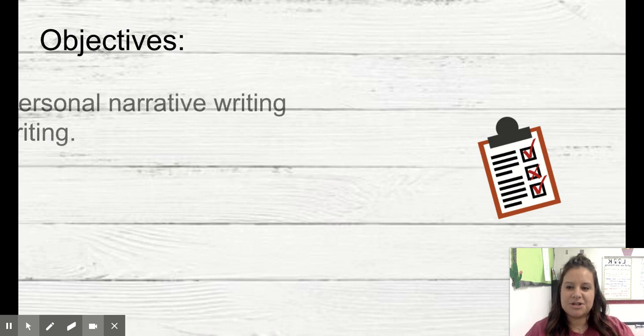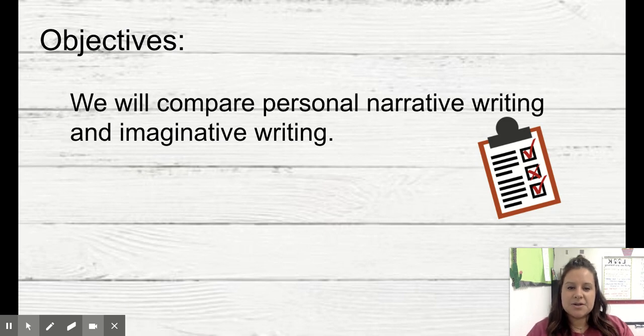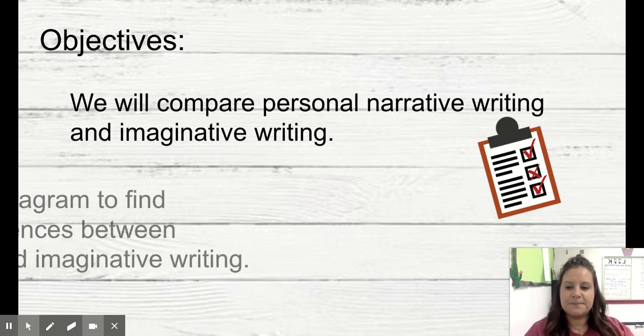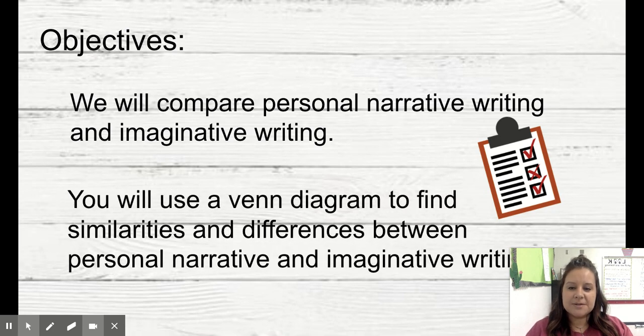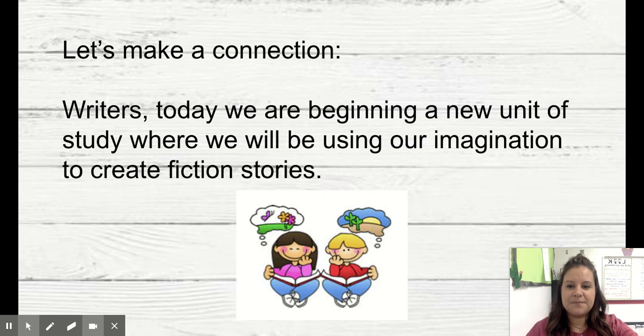So let's start with our objectives. We will compare personal narrative writing and imaginative writing. You will use a Venn diagram to find similarities and differences between personal narratives and imaginative writing. So let's start with a connection. Last week we were working on personal narratives, which were true events about our lives. We used things like word choice and adding adjectives and details to make our writing even better. We are going to continue with those same things, but today we are beginning a new unit of study where we will be using our imagination to create fiction stories.